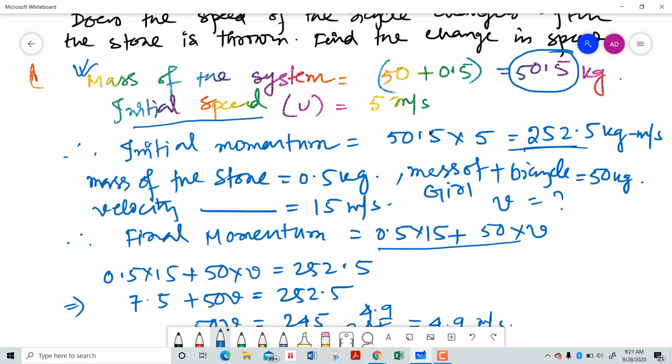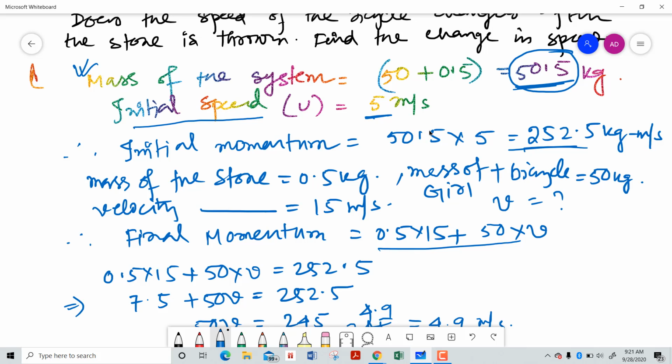Now in this case, what is done? Initially, assume that you are riding a bicycle on a hillside road and you have a small stone of 50 gram, that means 0.5 kg. At the time of riding, your bicycle is initially moving with a speed of 5 meter per second, and now you have a total mass of 50.5 kg, right? That means the stone is in your hand.